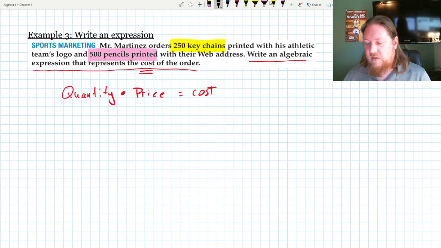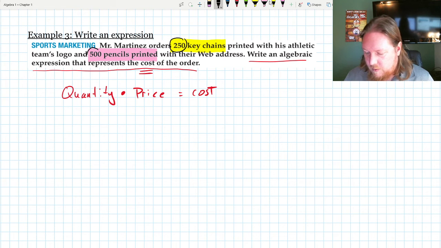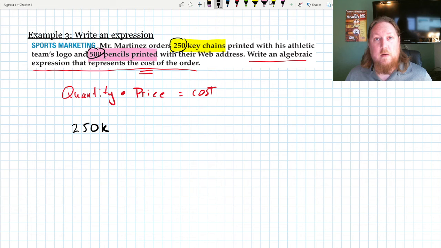Now I've got keychains and pencils. I'm going to make up costs for each one of them because they probably don't cost the same amount. A keychain is probably more expensive than a pencil. So here's what I'm going to do. I see I've got my quantities here, 250 and 500. 250 keychains. How about K for keychains? And 500 pencils.